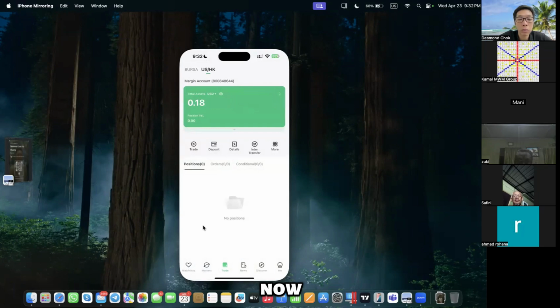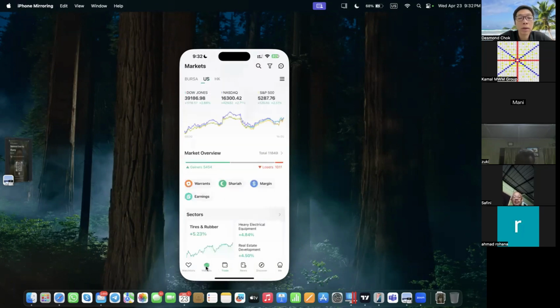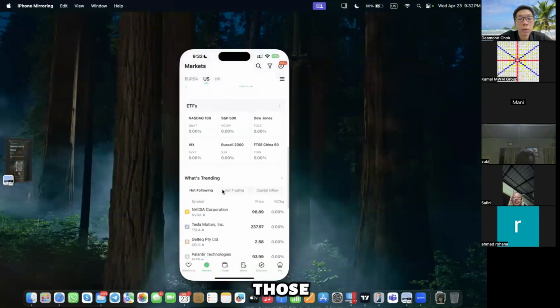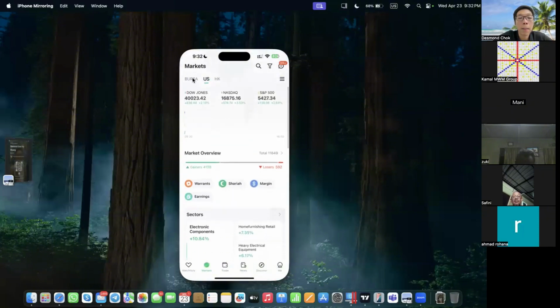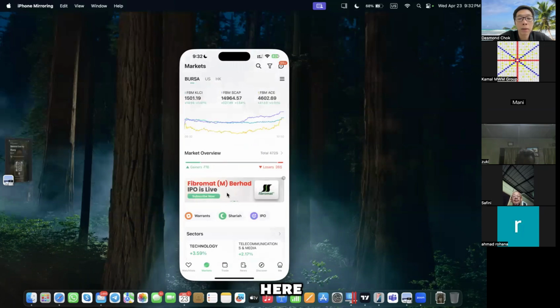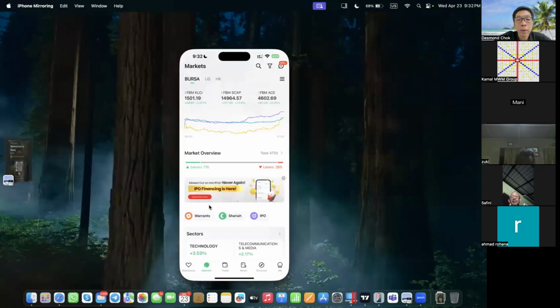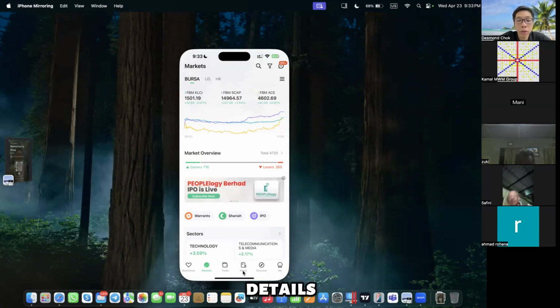US IPO has just recently launched. So sometimes when you see those, where is it? Here, the banner here. So the pop-up comes out over here. These are all the new IPOs coming out here. So you can just tap on the IPO financing. You can click there and read through for more details.